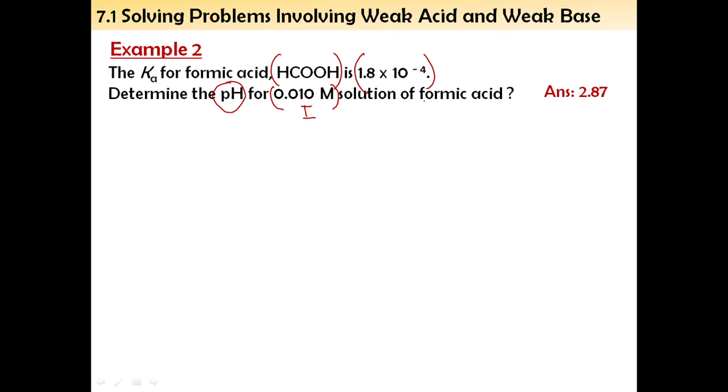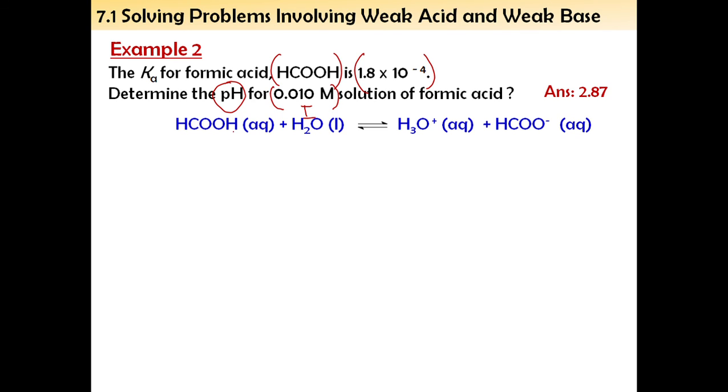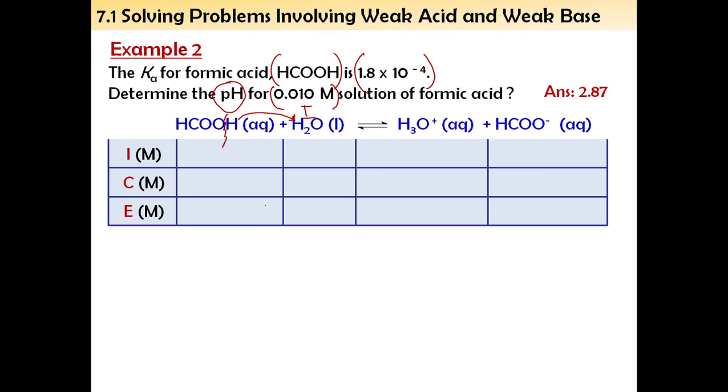So first step, write the equation first. So this is the equation. HCOOH will dissociate here. So H is donated to H2O, that's why we get H3O+. Okay? Don't forget to add H2O, the reversible arrow, and also the phases. Okay. Then we will construct the ICE table in concentration and I'm going to substitute the values.